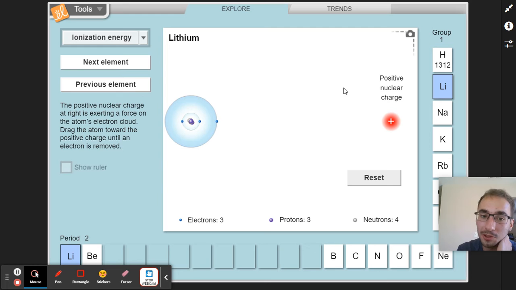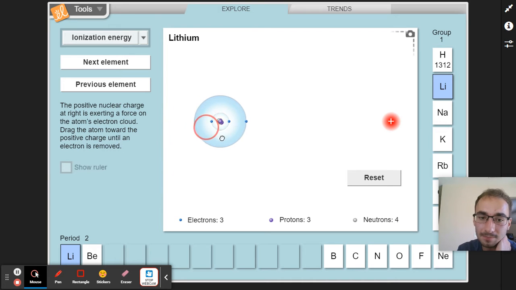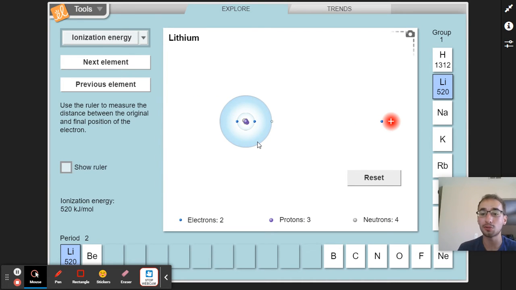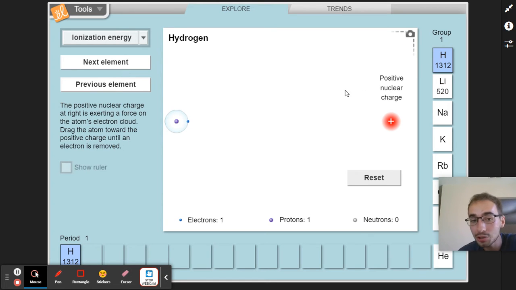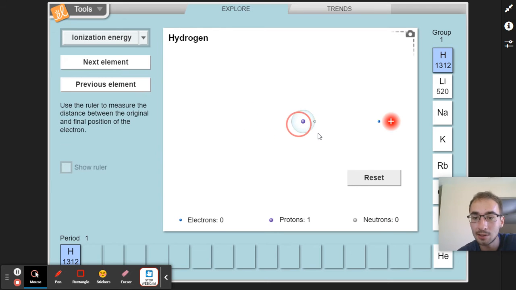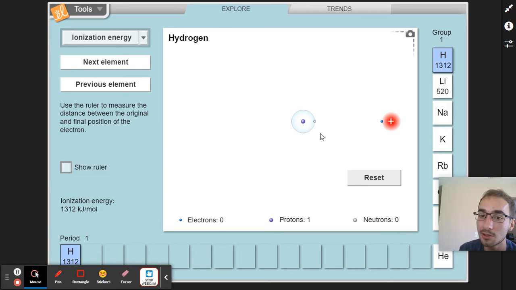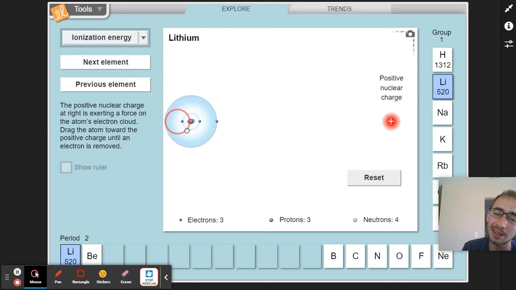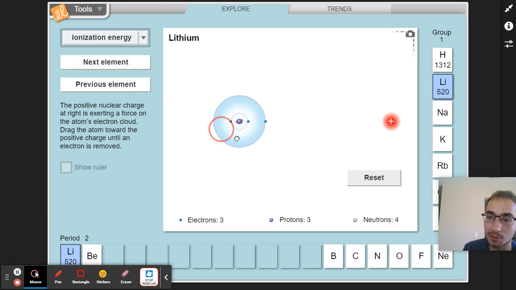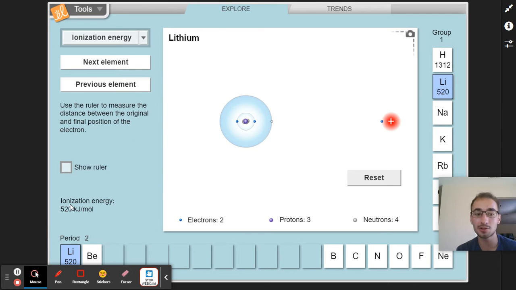And let's see what happens when we do it with lithium. So here's lithium. Oh, it only took 520 kilojoules to steal the electron from lithium. So you can think of it like my analogy. Hydrogen has really good security. The robbers had to spend $1,312 to steal from hydrogen. Whereas for lithium security wasn't so good, so it only cost $520 or 520 kilojoules to steal from lithium.